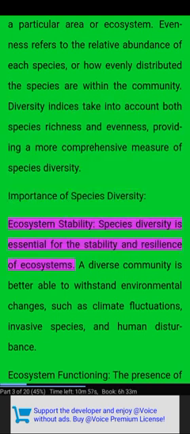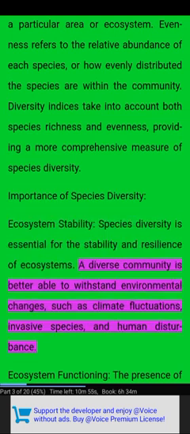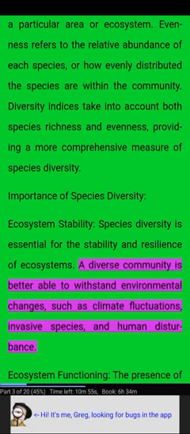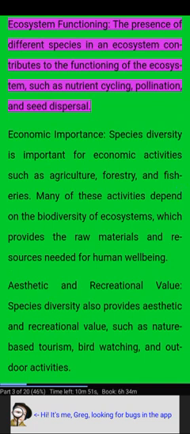Importance of species diversity. Ecosystem stability. Species diversity is essential for the stability and resilience of ecosystems. A diverse community is better able to withstand environmental changes, such as climate fluctuations, invasive species, and human disturbance. Ecosystem functioning. The presence of different species in an ecosystem contributes to the functioning of the ecosystem, such as nutrient cycling, pollination, and seed dispersal.